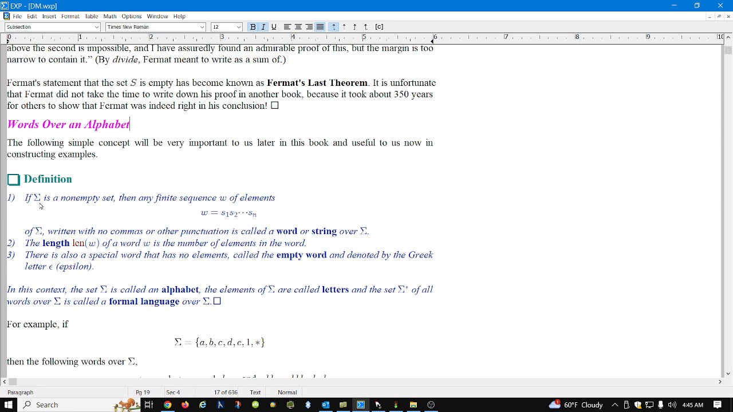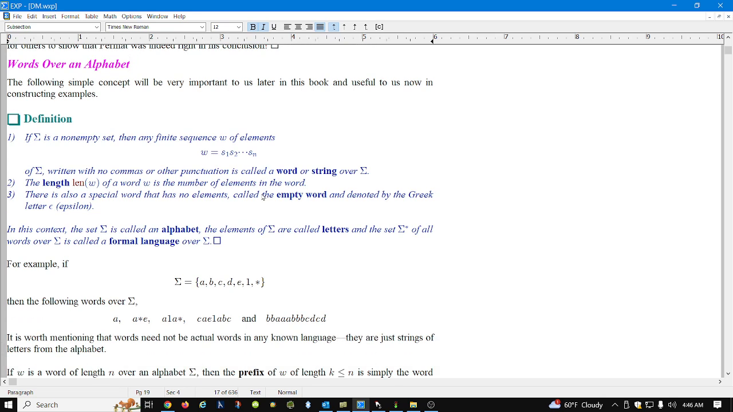If sigma, this is the Greek uppercase letter sigma, is a non-empty set, then any finite sequence of elements from sigma, written with no commas or other punctuation, just placing the symbols one after the other, is called a word or string over sigma. The length of a word is just the number of elements in the word. And there is a special word that has no elements. It's called the empty word, and we're going to denote it by the Greek letter epsilon. That's quite common, I think.